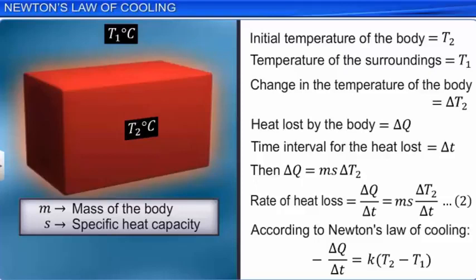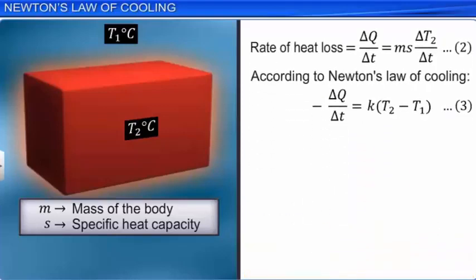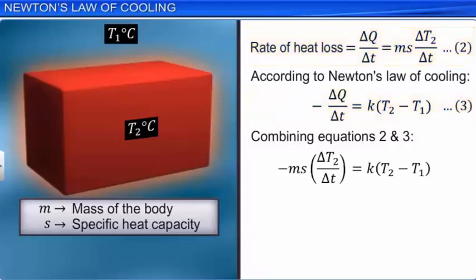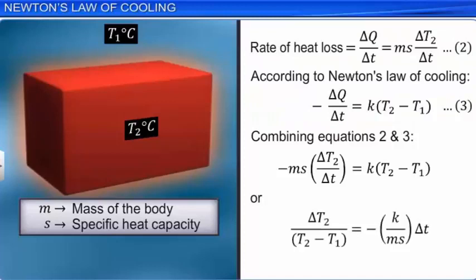Let this be equation 3. Combining equations 2 and 3, we get minus Ms into delta T2 by delta T is equal to K into T2 minus T1, or delta T2 by T2 minus T1 is equal to minus K by Ms into delta T. Let this be equation 4.